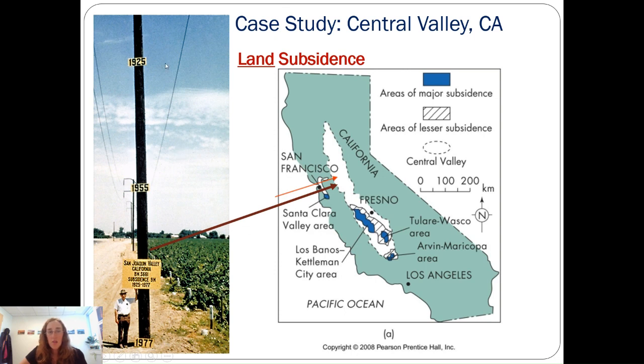Just to give you an analogy, this is a telephone pole or a power pole, and in 1925, this is where the ground surface was, and then that ground surface, due to taking too much water out of the ground, dropped by this much in that 30 years, and then another 22 years passed, and in that entire time, the ground had sunk 9 meters, so that's about 30 feet if you want to estimate a little bit. So the ground was 30 feet higher 50 years prior. But by taking water out of the ground, it sank and sank and sank.